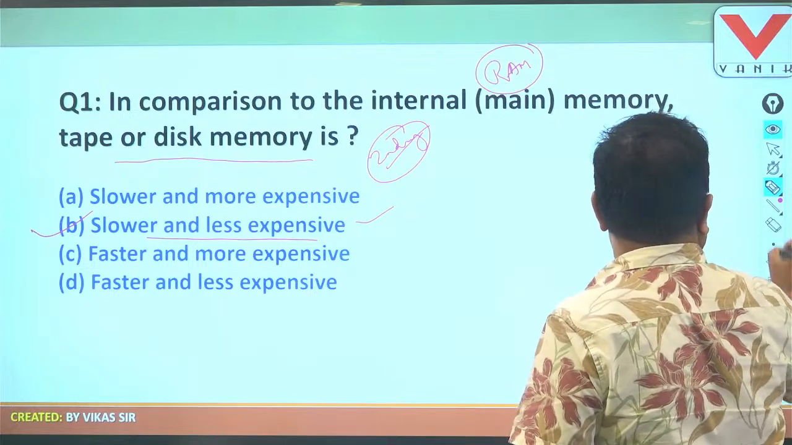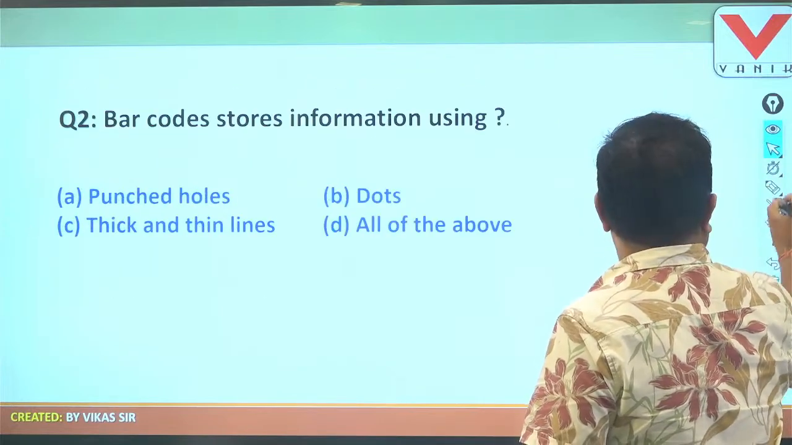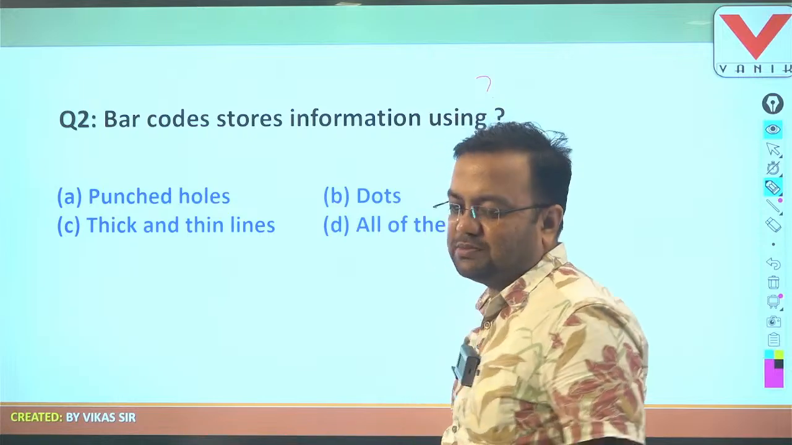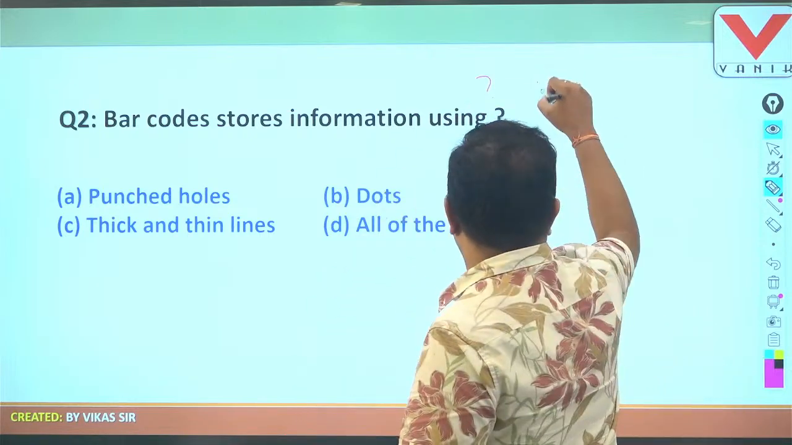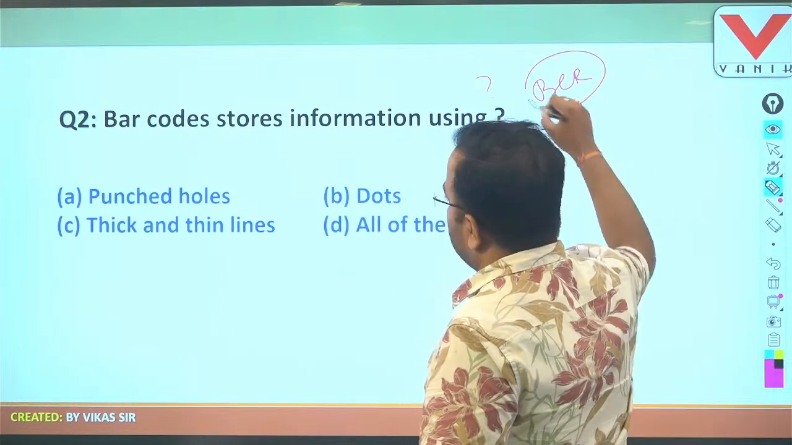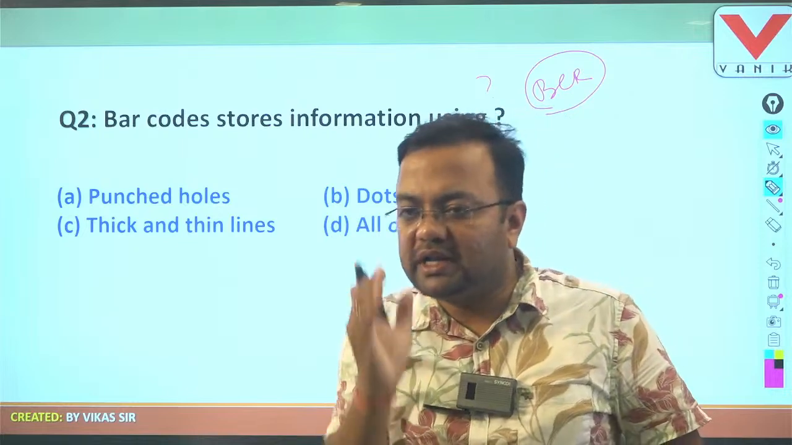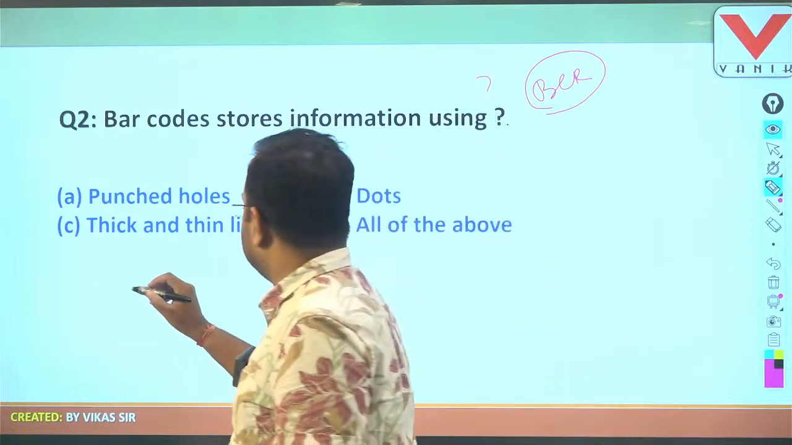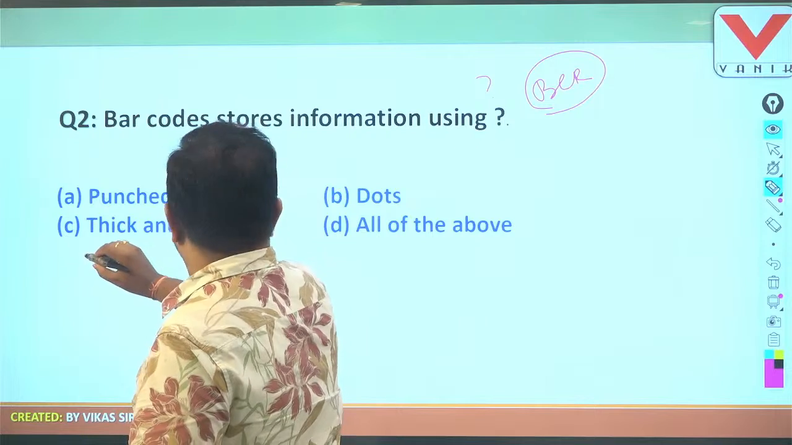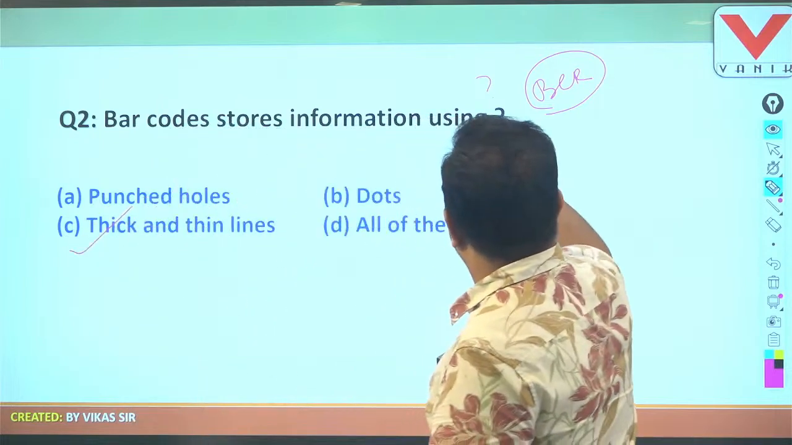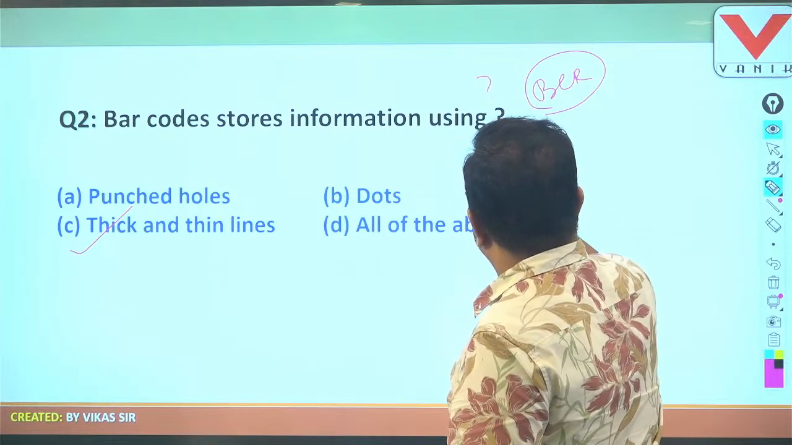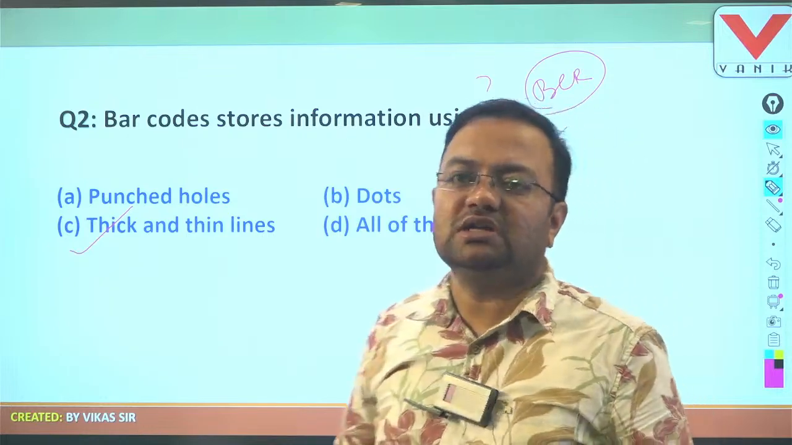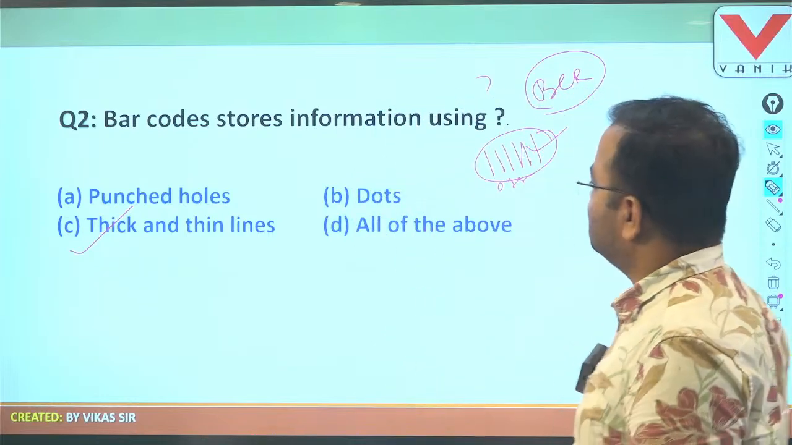Then goes to question number 2. Barcode stores the information using dash. So barcode means basically we are using a scanner and this scanner is known as BCR, barcode reader, and barcode reader basically reads the vertical lines of code which can be UPC, universal product code. So we can say thick and thin lines, okay. So answer is C. These are the vertical lines, thick and thin lines, and in the below position some number will be there, and to scan this bar a scanner is used and this scanner is known as BCR, barcode reader. So question number 2 answer is C.